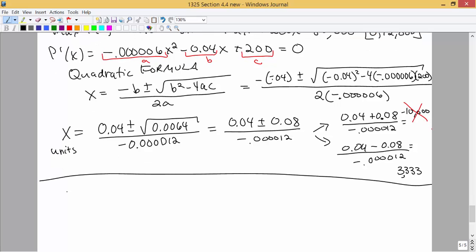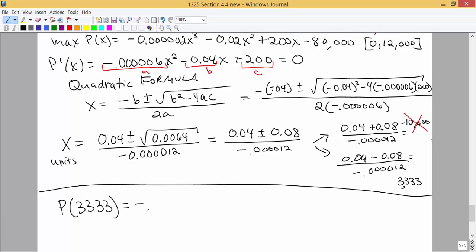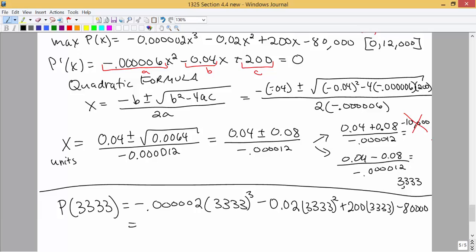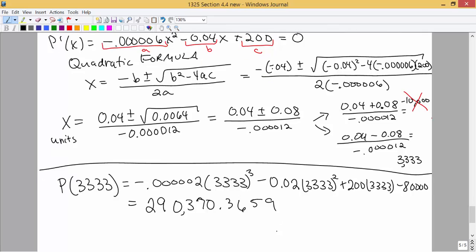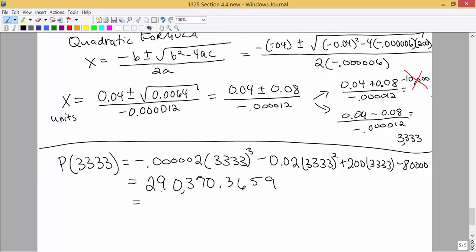All right, so once we get that value, we're going to evaluate the profit function at that value and then also the endpoints. Okay, so our profit function looks like this, and we're just going to put this directly into the calculator exactly as we have it written. And I end up getting $290,370.3659. So that's what my calculator shows me. Okay, let's go ahead and round to the nearest dollar.